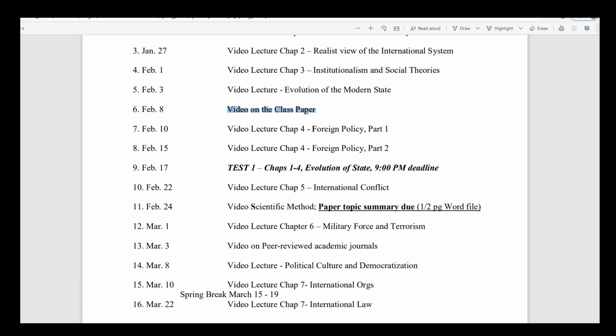Chapter 4, I'll be breaking down into 2 parts: foreign policy, part 1 and part 2. And then test 1 is on February 17th, and that will cover chapters 1 through 4, including those supplemental lectures that I include there, particularly the evolution of the state.